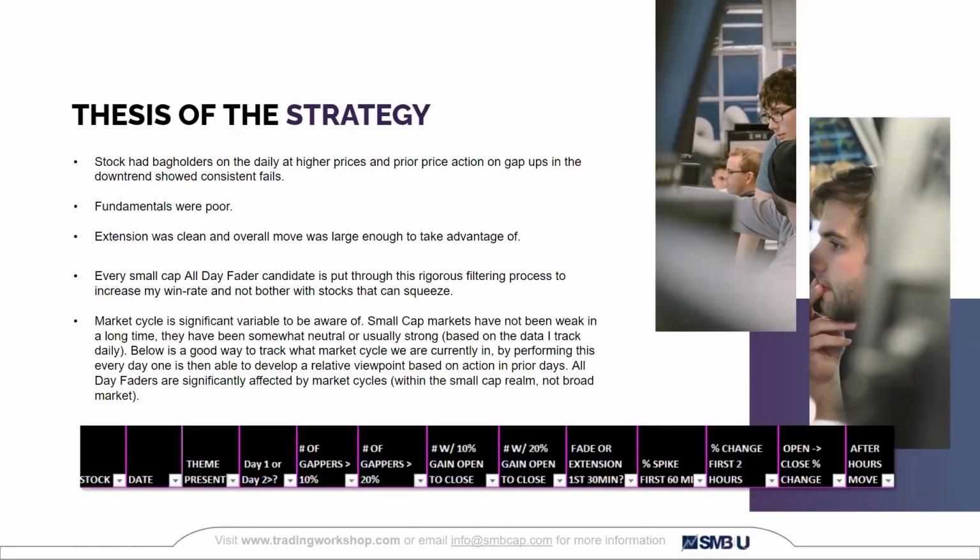And the market cycle is very significant in small caps. The one thing I've noticed is small cap markets don't correlate with large caps that often. They tend to have their own cycles, and they switch pretty fast. So right now I'd consider us in a weak cycle. We're in early October, but prior, during this trade, we were in a somewhat neutral or strong cycle. We were in a neutral one.